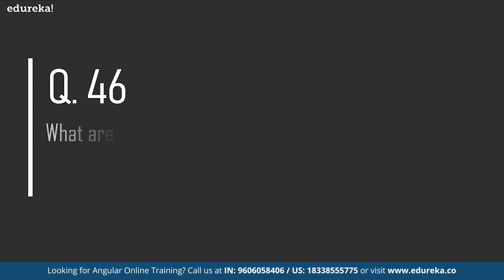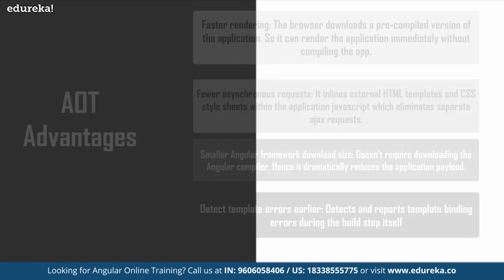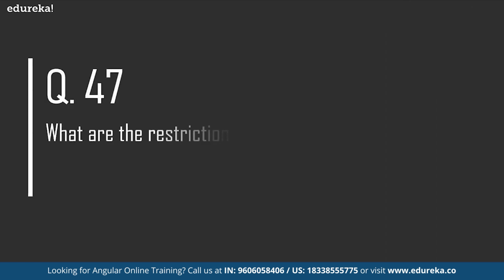Our next question of the day is, what are the advantages with AOT? So these are the benefits that AOT comes with. The first one is faster rendering. The browser downloads a pre-compiled version of the application so it can render the application immediately without compiling the app. Fewer asynchronous requests. It inlines external HTML templates and CSS style sheets within the application JavaScript, which eliminates separate AJAX requests. Then a smaller Angular framework download size, as it doesn't require downloading the Angular compiler, hence it dramatically reduces the application payload. Detect template errors earlier, so it detects and reports template binding errors during the build step itself. Then there is better security, as it compiles HTML templates and components into JavaScript, so there won't be any injection attacks.